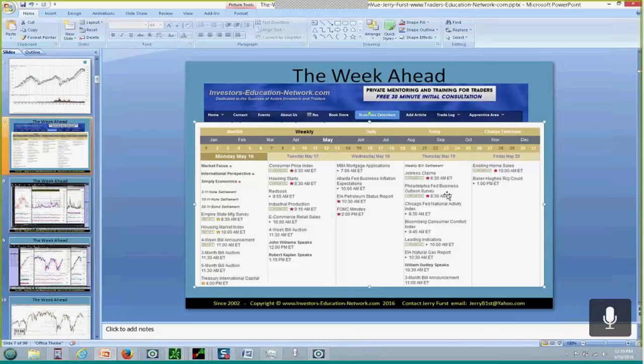Thursday, weekly jobless claims and Fed business outlook. And then Friday, existing home sales. The rig count from Baker Hughes is keeping a watch on oil.